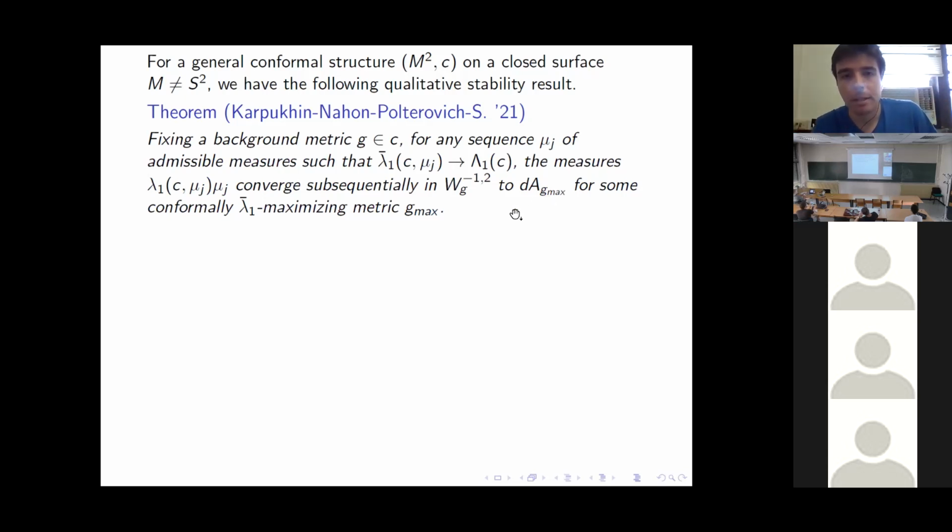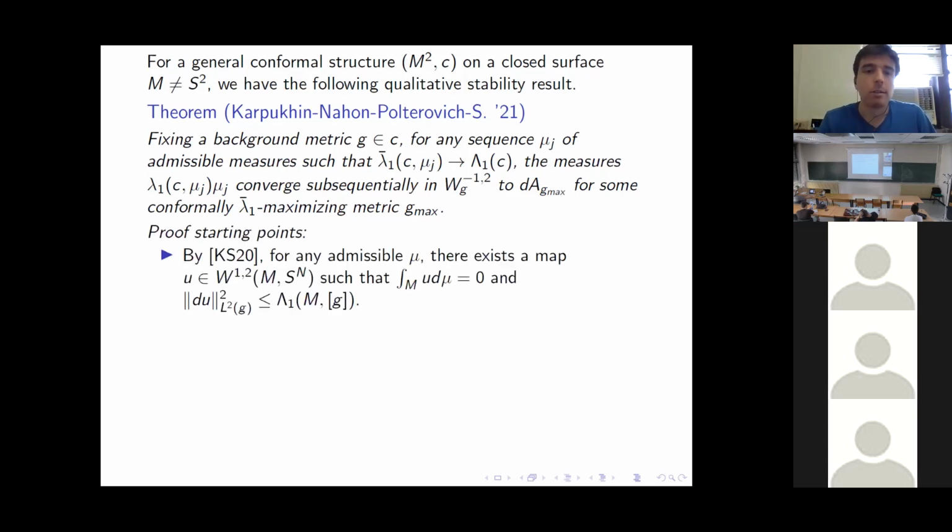Okay. And so let me now finally say a little bit about the proof. To cover the case of arbitrary conformal class, we need this min-max characterization. And the output of the min-max characterization that's relevant here is that for any admissible measure mu, we can say that there exists a map to a sphere of fixed dimension based on the conformal structure, whose mu average is 0, and whose energy is bounded from above by lambda 1.